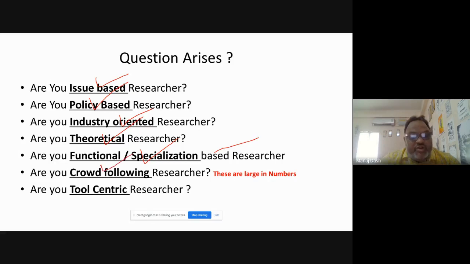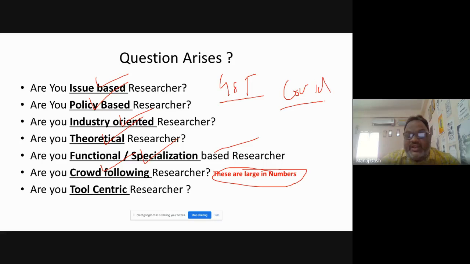Some researchers are crowd-following researchers, and these are large in number in today's scenario. What is crowd-following? Let me explain the concept. When GST was introduced, people started writing about GST. When COVID came, they started writing about COVID. When demonetization was introduced, people started writing about demonetization. It means they do not have any specialization or theoretical background where they can contribute. Rather, they change the research topic as per the demand of society, the academician, or the publisher. So I can say they are called crowd-following researchers.